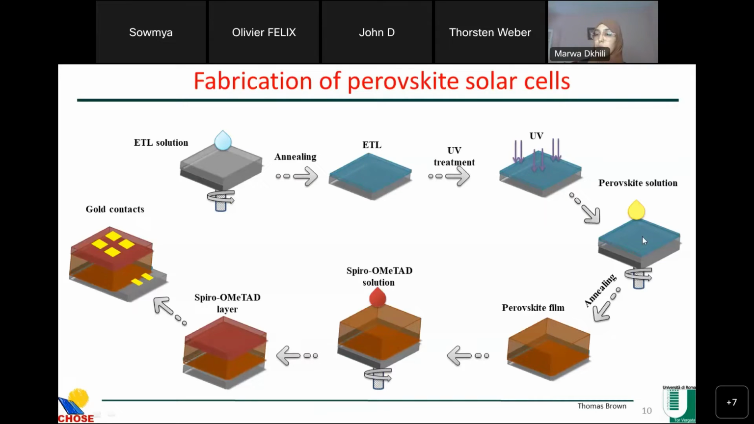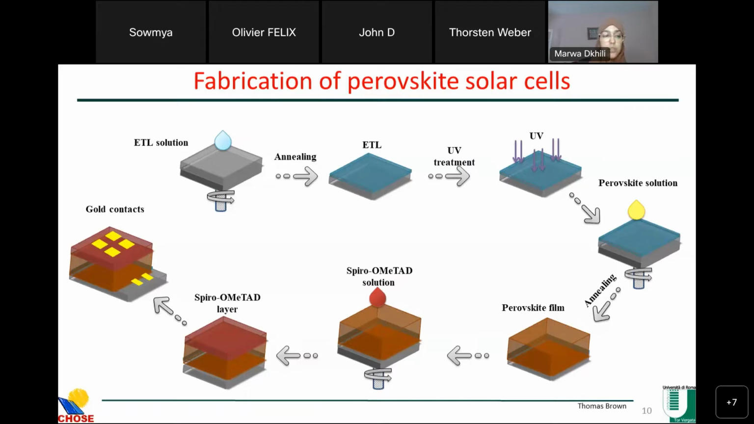Then we do the deposition of the perovskite film and anneal it at 100 for 1 hour. Then we do the deposition of the hole transport layer, which is the spiro-OMeTAD method. Then the device is completed with the deposition of the gold contacts.